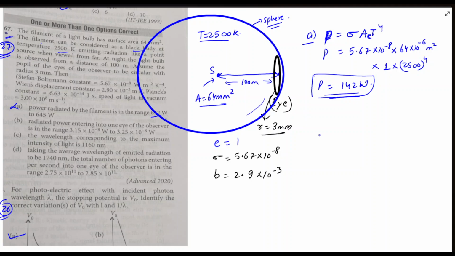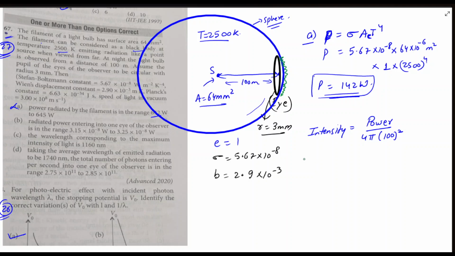Now, if I want to find the intensity, so intensity will be power upon the total surface area of the sphere. It will be 4 pi 100 square, right? If you put those values, you will get something. Now we get the intensity. Now we have to find how much power our eye is receiving. In reality we need this area, but it will be approximately equal to this.